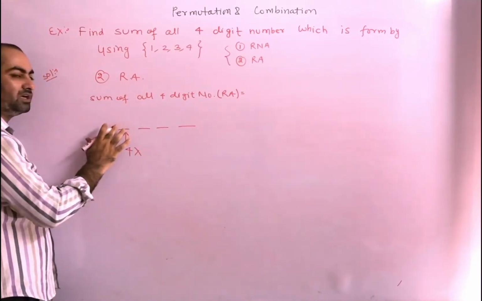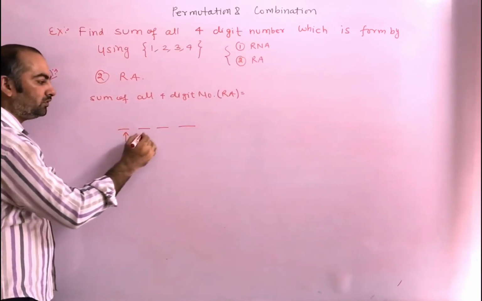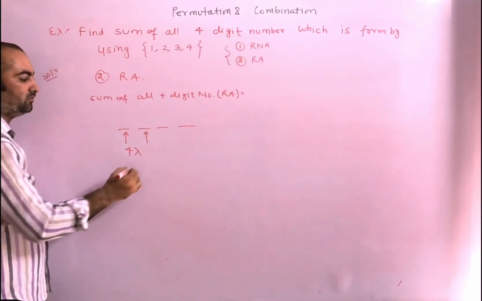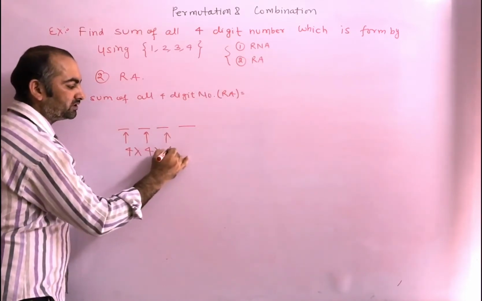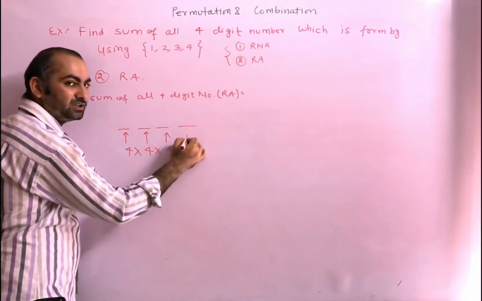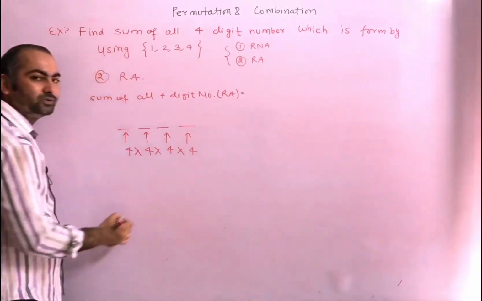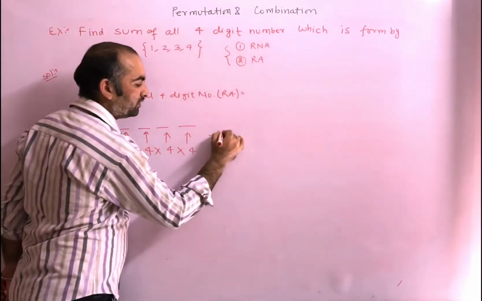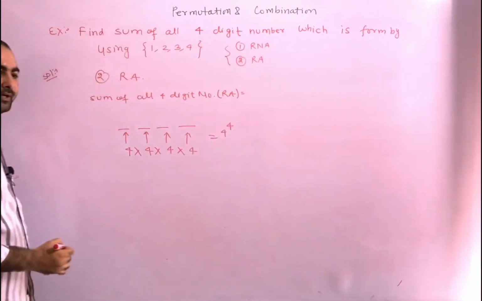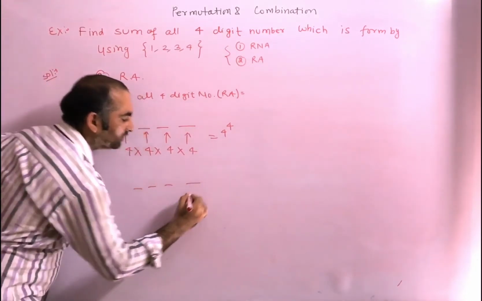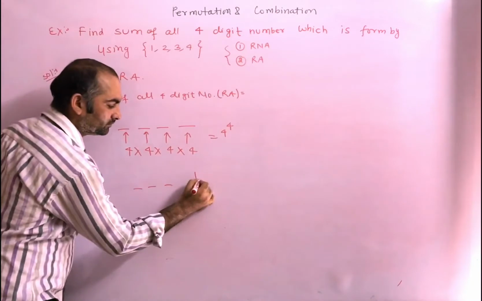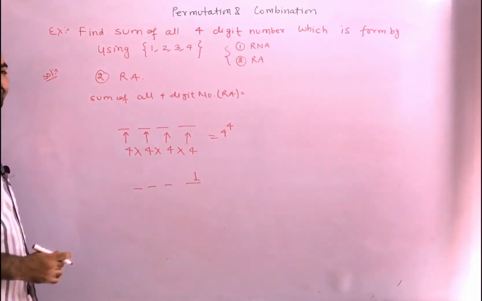Whatever number will come here, we can repeat. So for filling this place also we have 4 choices, again multiplication. For filling this place also we have 4 choices, again multiplication. For filling this place also we have 4 choices. So the total possible numbers is 4 power 4.